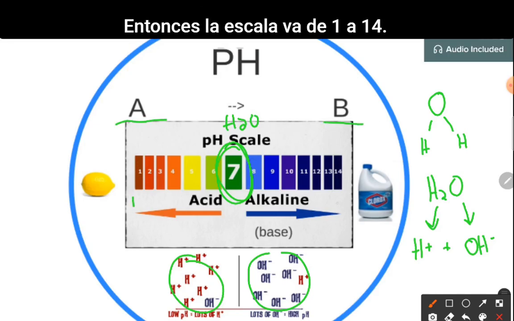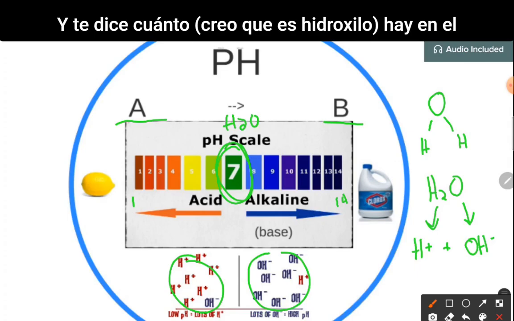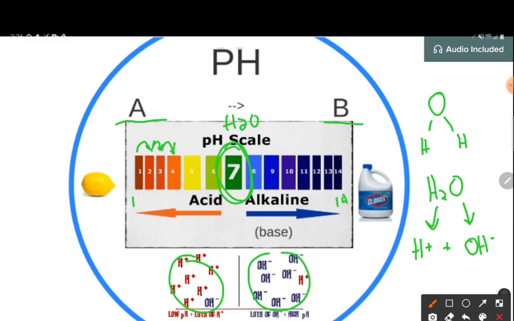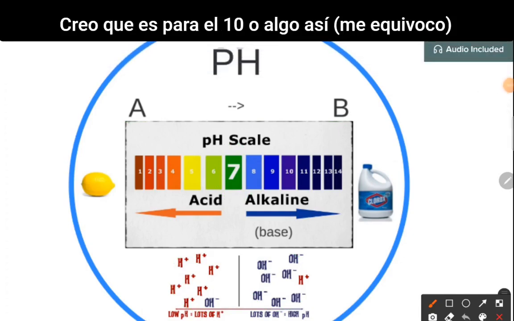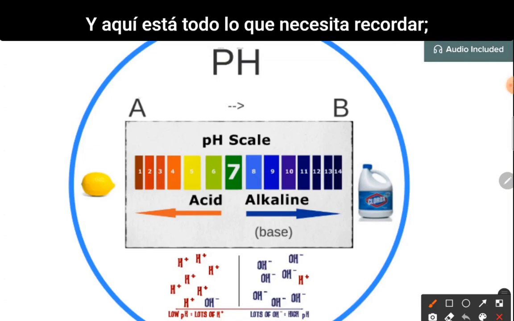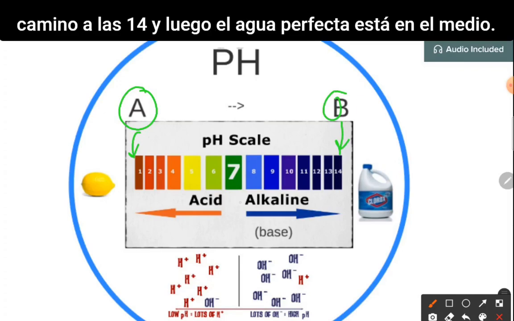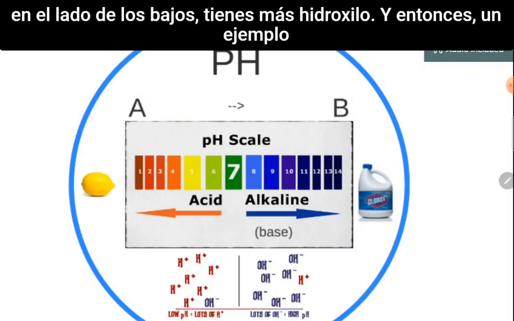So the scale goes from 1 to 14, and it tells you how much, I believe it's hydroxyl is in the solution. Each time you go up a number, you are increasing it by a certain magnitude, which I forget. I think it's to the 10th or something. And so here's all you need to remember. It goes alphabetically. Acid starts at 1, base is all the way at 14, and then perfect water is in the middle. If you are on the acid side, you have more hydrogen. If you're on the base side, you have more hydroxyl.